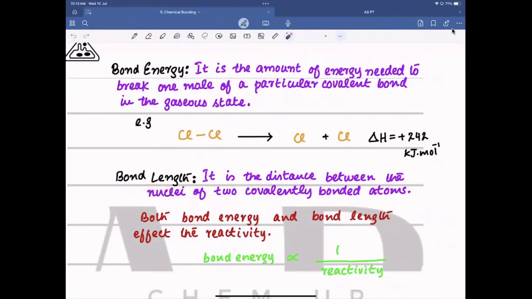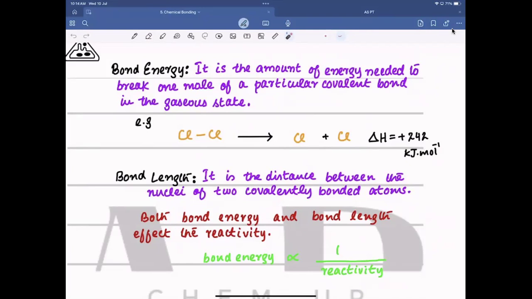So what is the bond length? Bond length is the distance between the nuclei of the two atoms which are covalently bonded. Now think, if the bond length is bigger, it means that the two atoms are at a more distance. Then what do you think, does that bond have a greater bond energy or a lower bond energy?